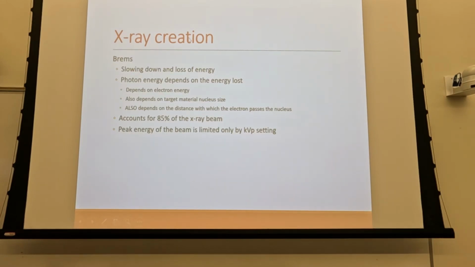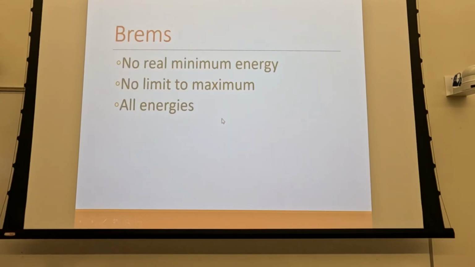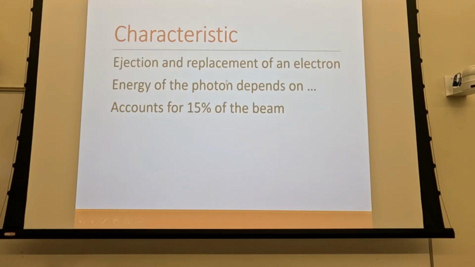So we talked about X-ray creation. Brems accounts for 85% of the X-ray beam, as opposed to characteristic, which is the other 15%. With the brems, there's no minimum energy, really no limit to the maximum. Whatever you set on your control panel, provided your machine is shooting properly, should be your maximum, and it's going to represent all of your energies from effectively 0 kVp all the way up to whatever you have set.